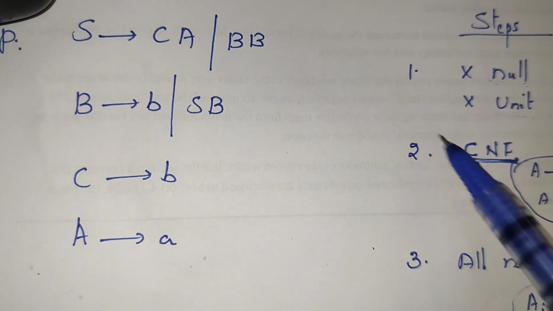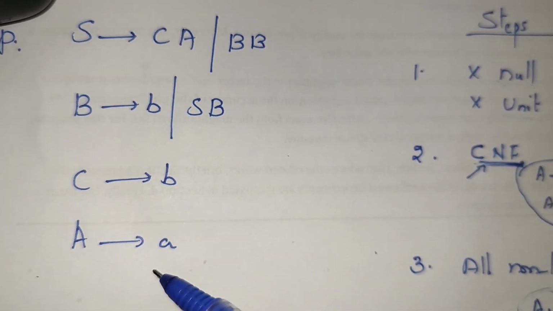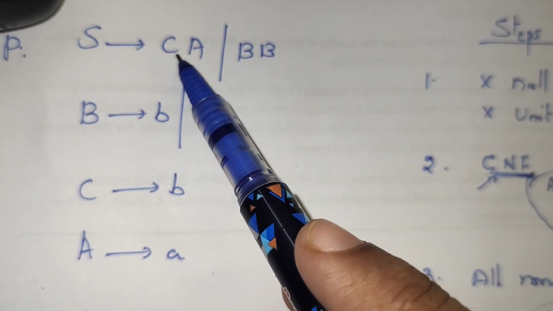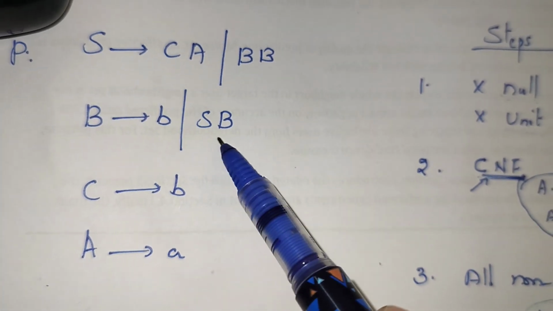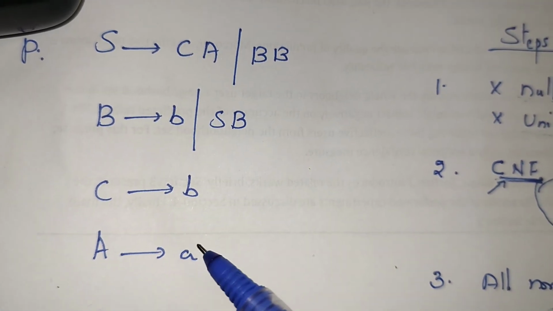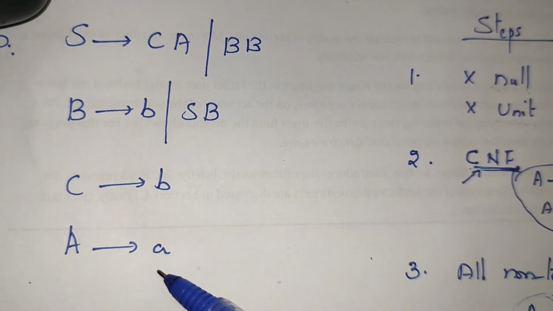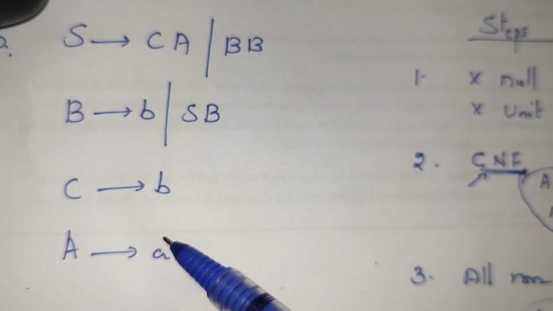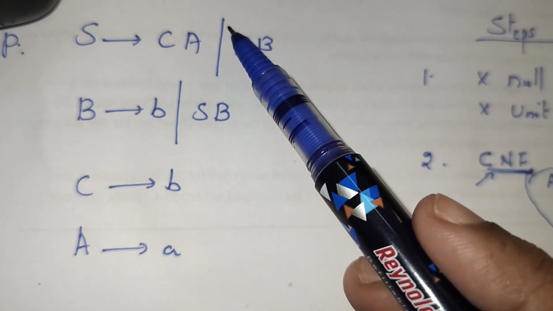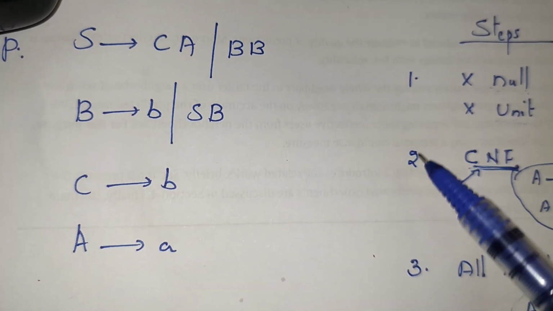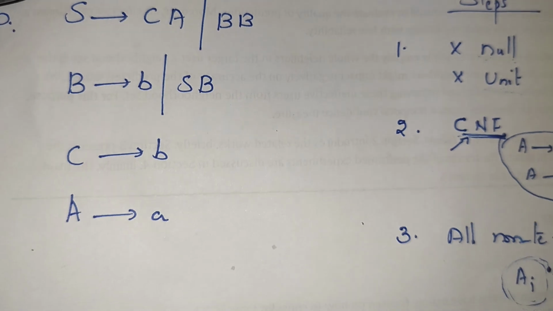Then we need to check whether the given grammar is in CNF format. It is in CNF because the right side has two non-terminals, or a single terminal. So this is already in CNF. There is no null production and no unit production existing in this particular grammar. Already the given grammar is in CNF. So the first two steps are over. No need to do anything special.